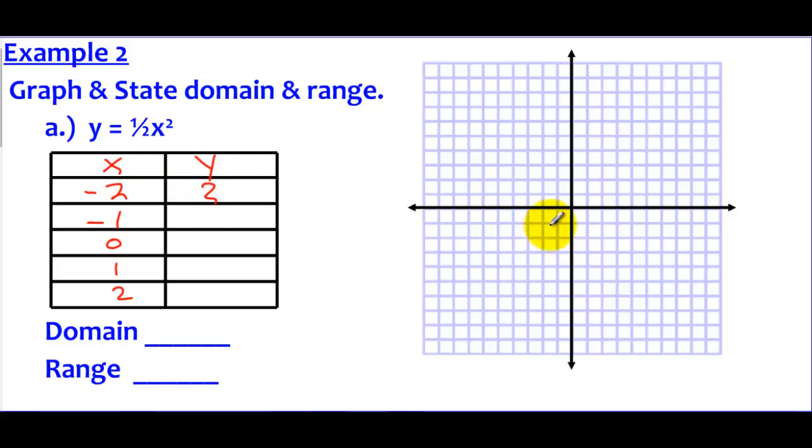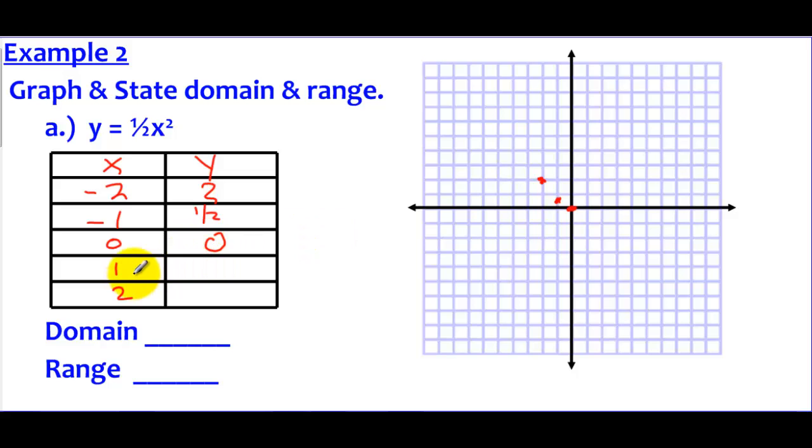So that's a point. -2 up to 2, that's a point. Okay? And I can keep doing that. I can say -1 squared. Well, that's 1, and half of 1 is half. So it looks like I have a point here at -1, and then at a half. That's a point. Right? When I plug in 0, I get 0 squared, which is 0, and half of 0 is still 0. So it looks like I have a point right there.